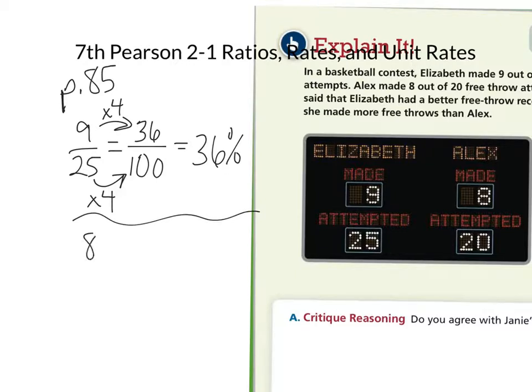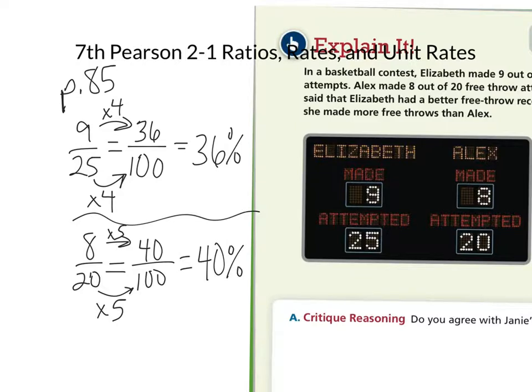Alex made 8 out of 20. And again, this works out really nicely. If we're trying to get 20 to be 100, 20 times 5 is 100, and 8 times 5 is 40. So that's 40 out of 100, which is 40%. So Alex made 40% of his shots. You can see here that Alex actually had a little bit higher percentage. Neither one is the greatest percentage, but he was the higher of the two.